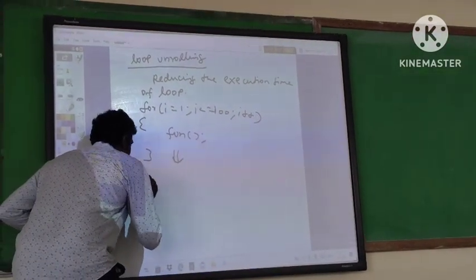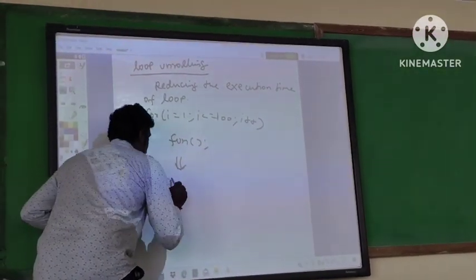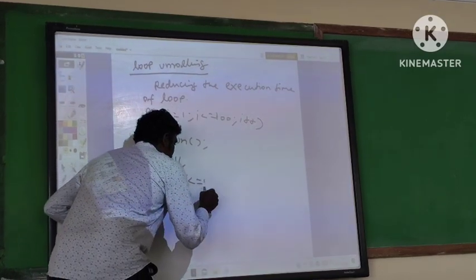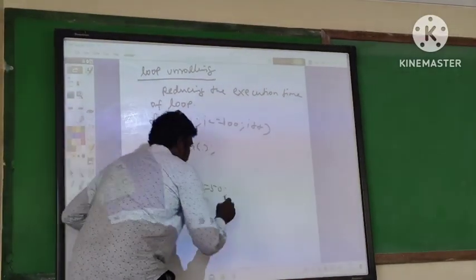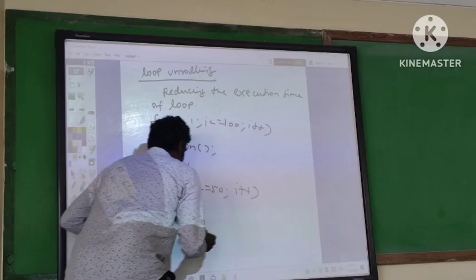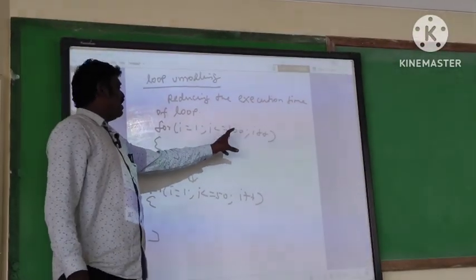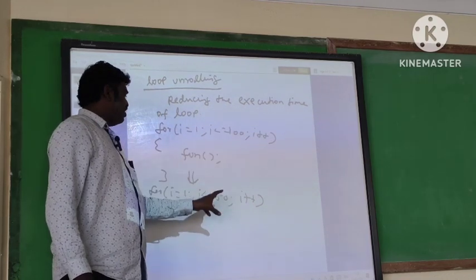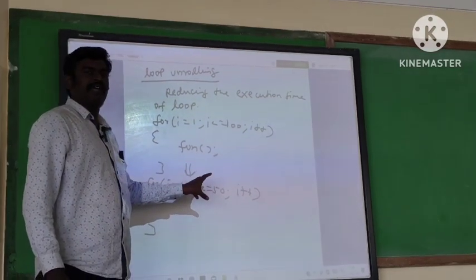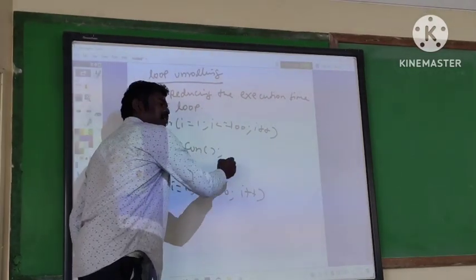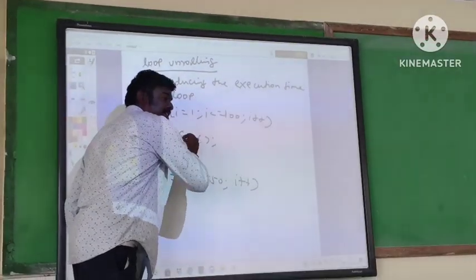So for example, I'm making it like this. For I is equal to 1, I less than or equal to 50. Okay, now I make I plus plus here. Inside this, what I have done, instead of making the loop execute 100 times, I have reduced it to 50. Okay, but how do I make a change over here? This has to be executed 100 times.